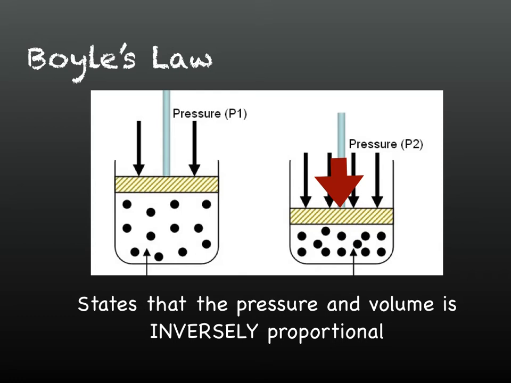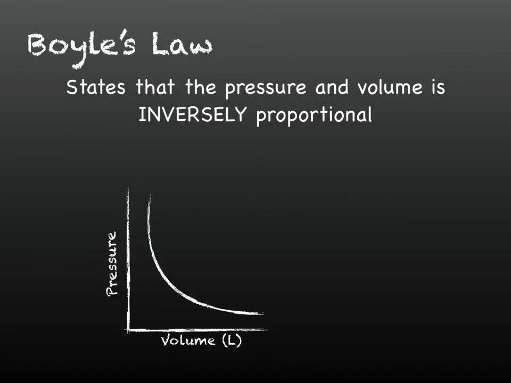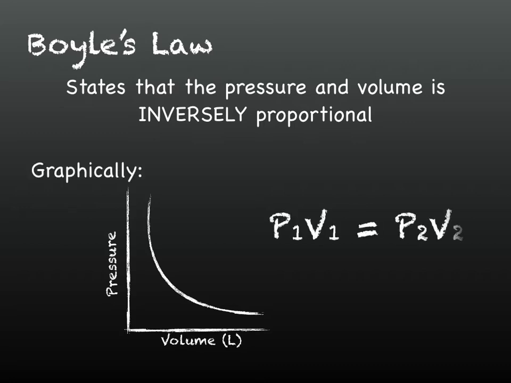As in the other law, we also have to use a graph to be able to show this. In this case, we have a graph with a negative slope. We also have a formula, and our formula is going to be pressure 1 times volume 1 is equal to pressure 2 times volume 2.